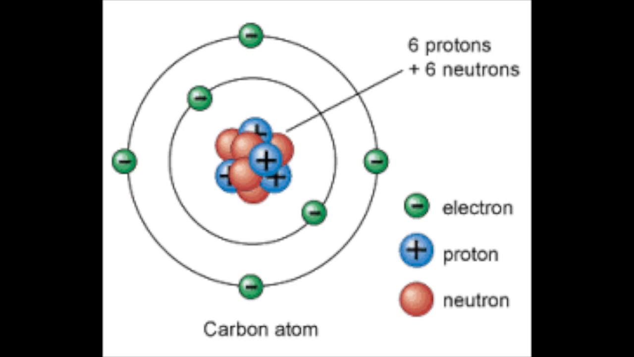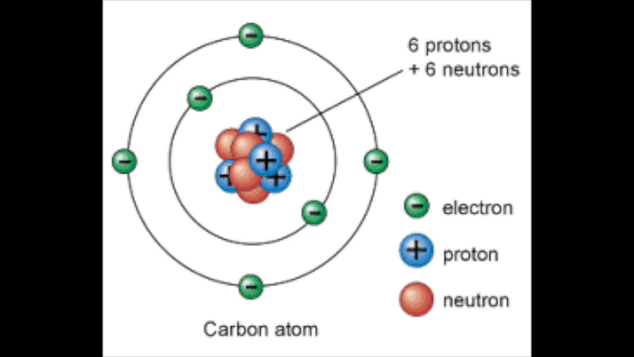This is an example of an atom. This is the carbon atom, and I just wanted to show this as more of a visual instead of just looking at the periodic table. The green negative are the electrons, which we did not talk about much because they do not correlate to the periodic table, but there are protons and neutrons in this example, which you can see with the blue being the proton and the red being the neutron.